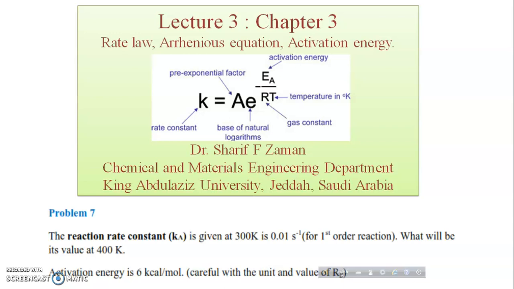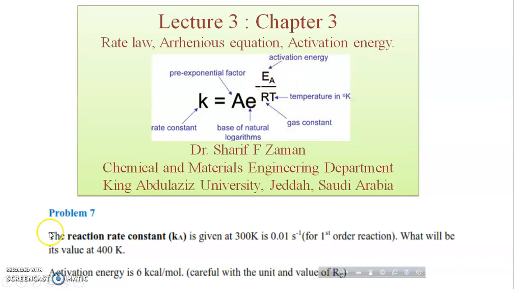So now in this problem, we are going to see another application of the Arrhenius equation, where we know the value of the reaction rate constant at one temperature and we want to find the value of the reaction rate constant at a different temperature. But we do not know the value of the frequency factor, we just know the value of the activation energy. So we will use the Arrhenius equation, k equal to A, the pre-exponential factor, times e to the power minus E by RT.